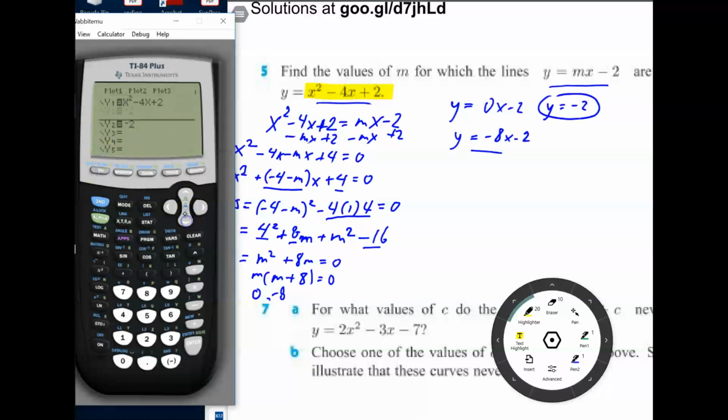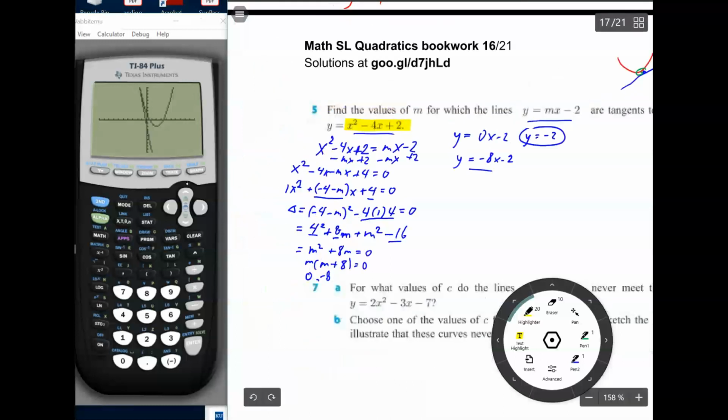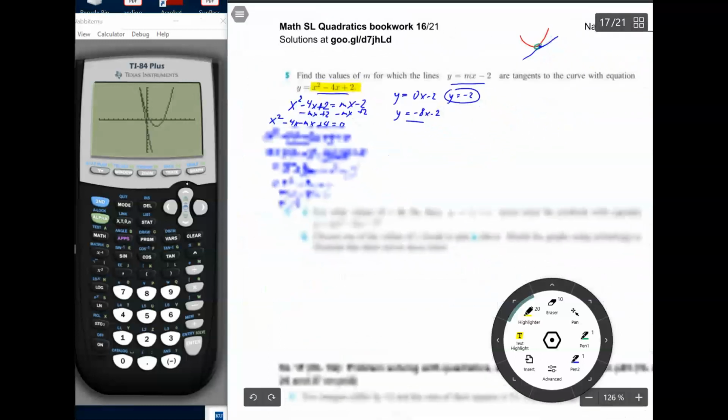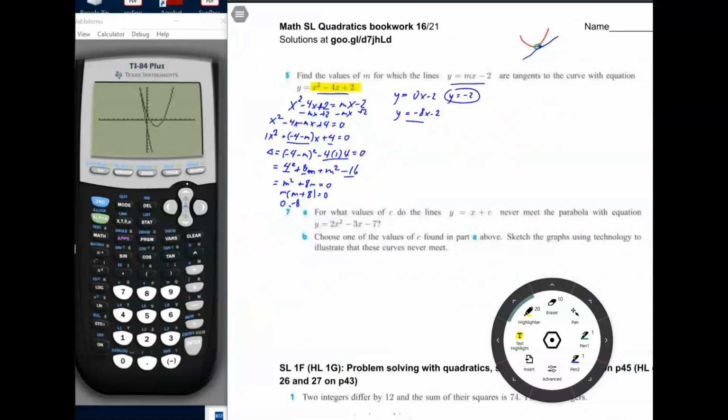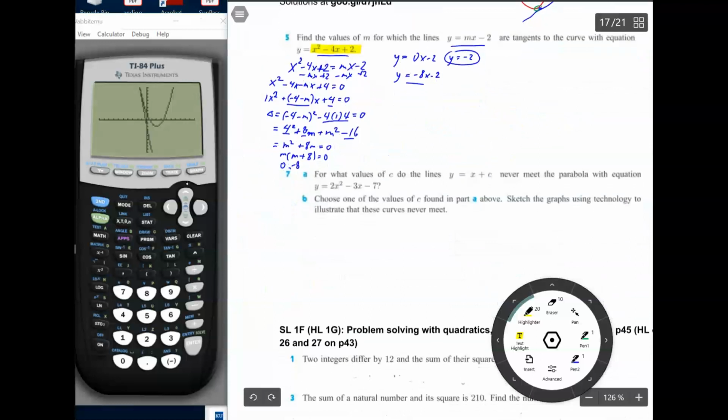Let's try the other one, y equals negative 8x minus 2. So negative 8x minus 2, sorry. Graph. This is going to be a diagonal one. Okay, so that is also tangent. So those two solutions look good. All right. So those are the two solutions, 0 and negative 8.